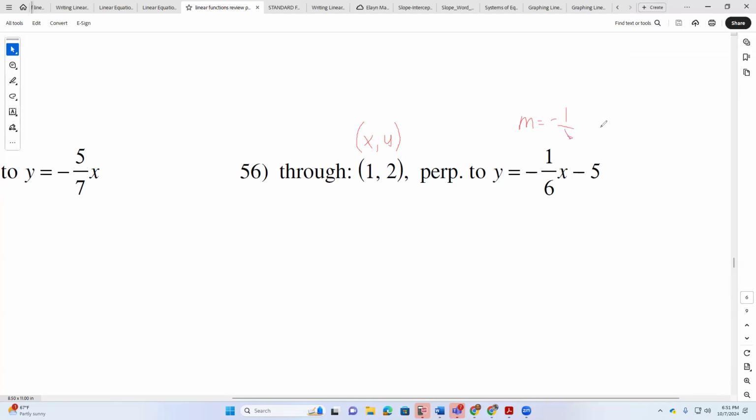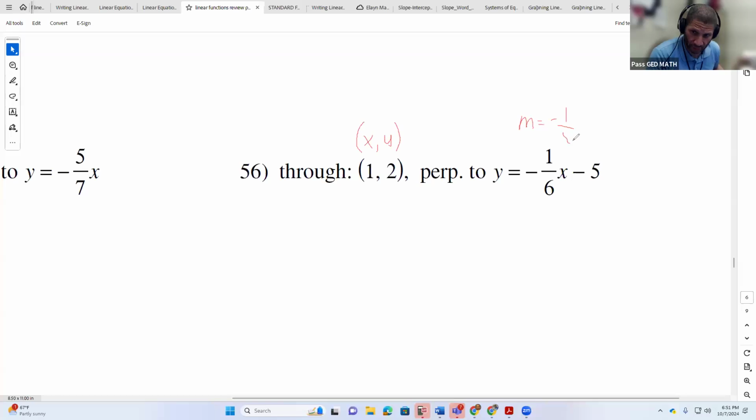Okay, negative. So let me write that again. Negative 1/6. Now, identifying what they're giving you is very important. They don't want to know the equation of a line that's parallel. They want to know the equation of a line that's perpendicular. So this is what you have to know.